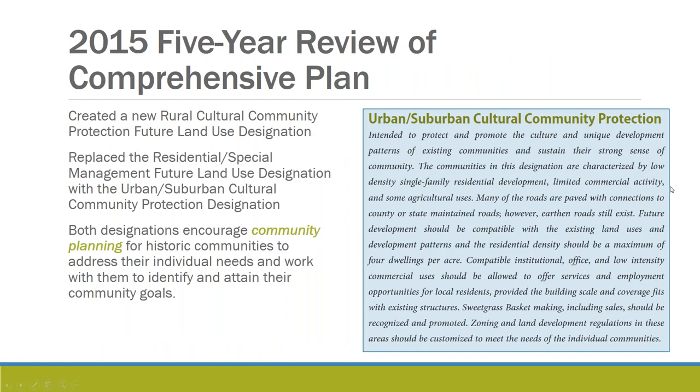The next action the county took was to add a new Rural Cultural Community Protection Future Land Use category and rename and redefine the Residential Special Management designation as part of the 5-year review of the comprehensive plan that was adopted in 2015. The new Cultural Community Protection Future Land Use designation was intended as an alternative to the settlement areas designation for historic communities in the rural area, but it did not replace it. It included a maximum density of up to 1 unit per acre to allow for increased subdivision for properties currently in lower density categories, but stated that the subdivision and development should protect and promote the culture and unique development patterns of existing communities and sustain their strong sense of community.